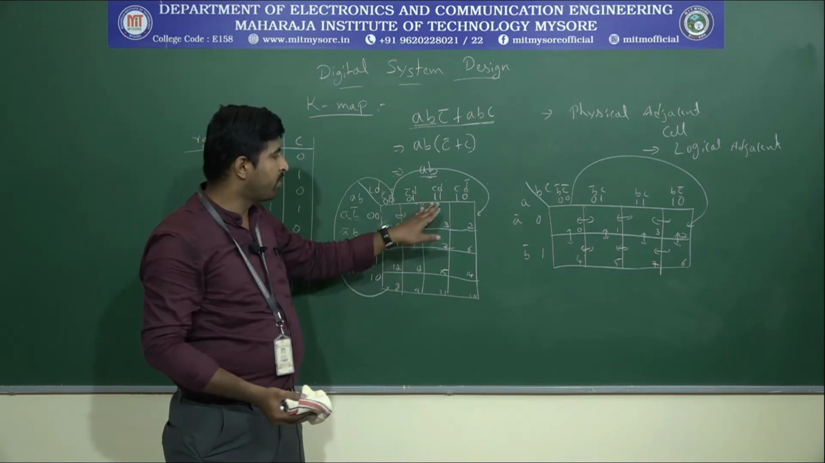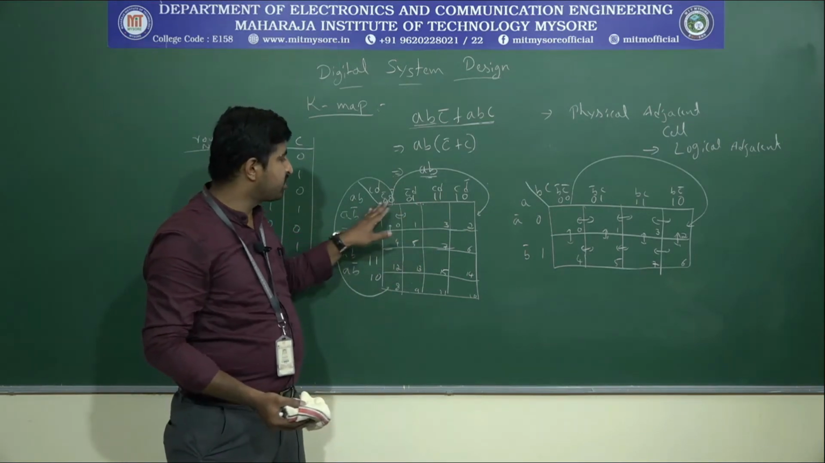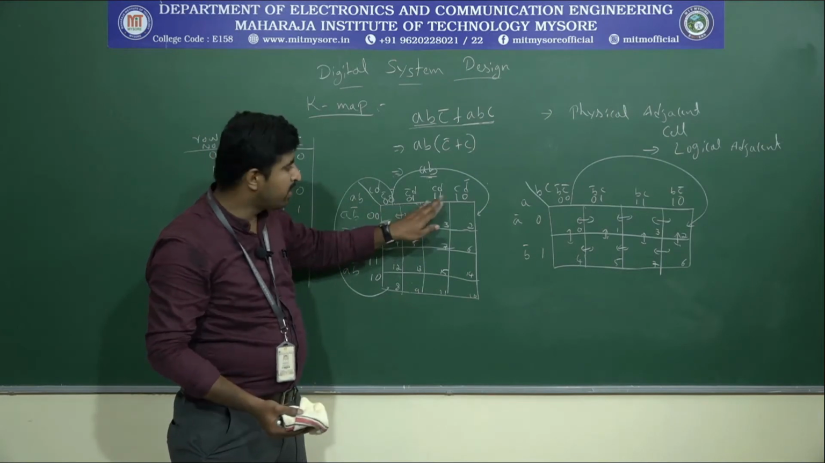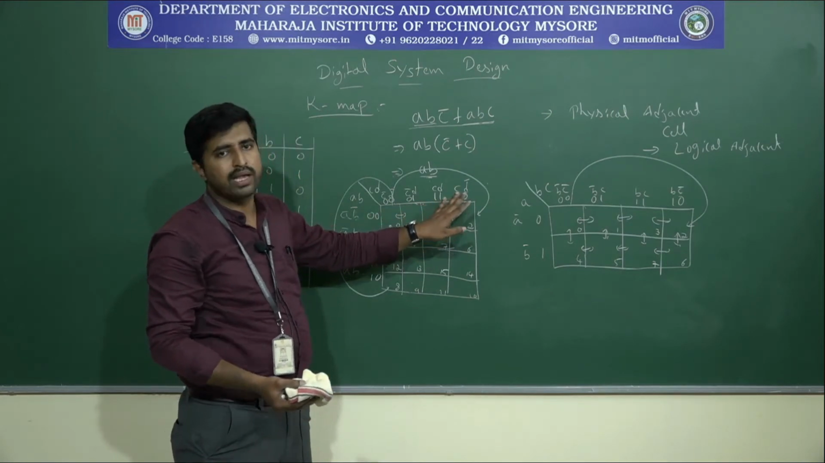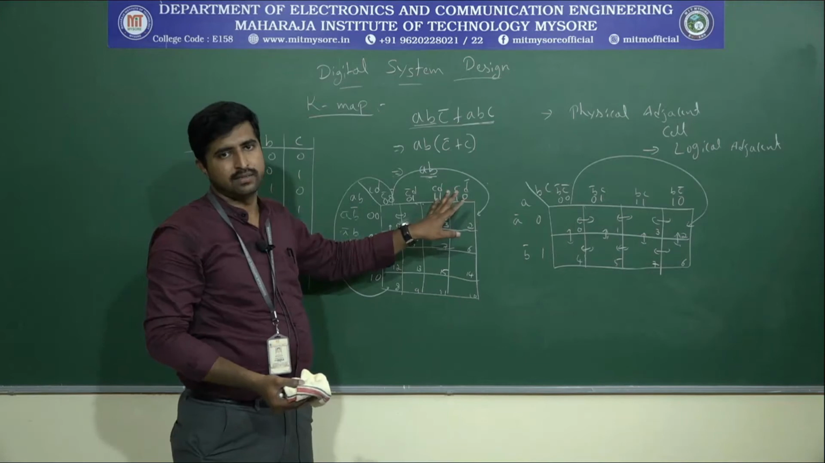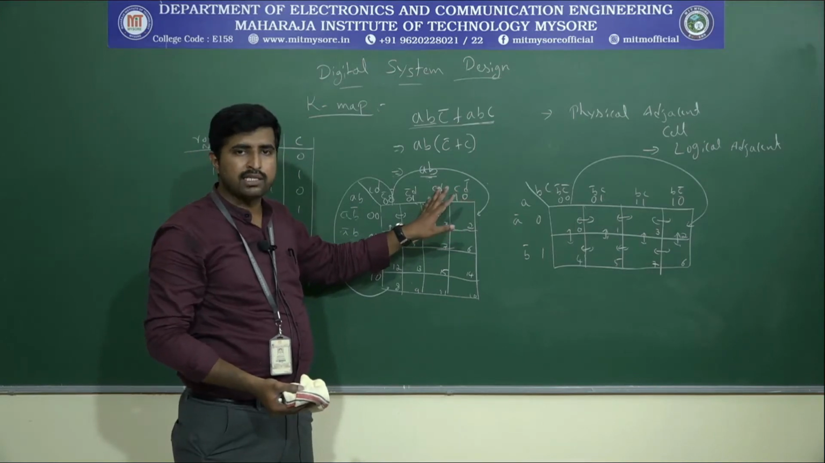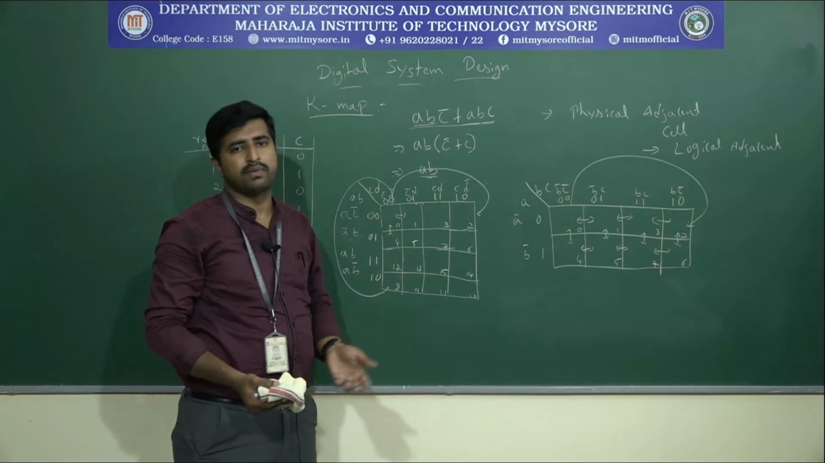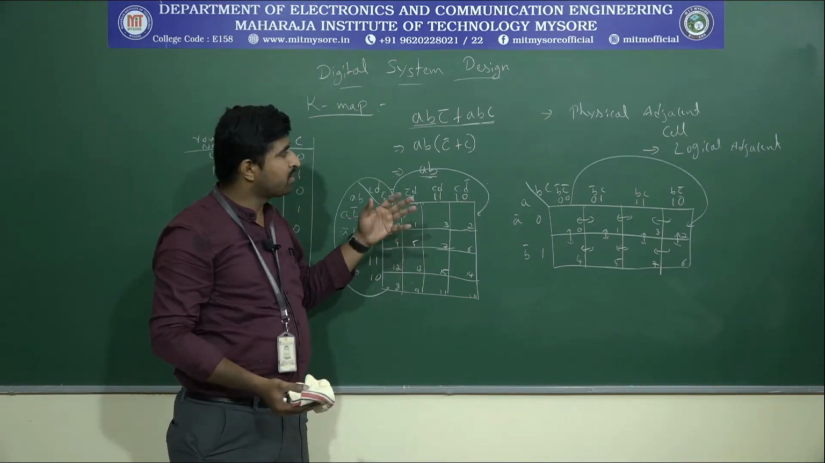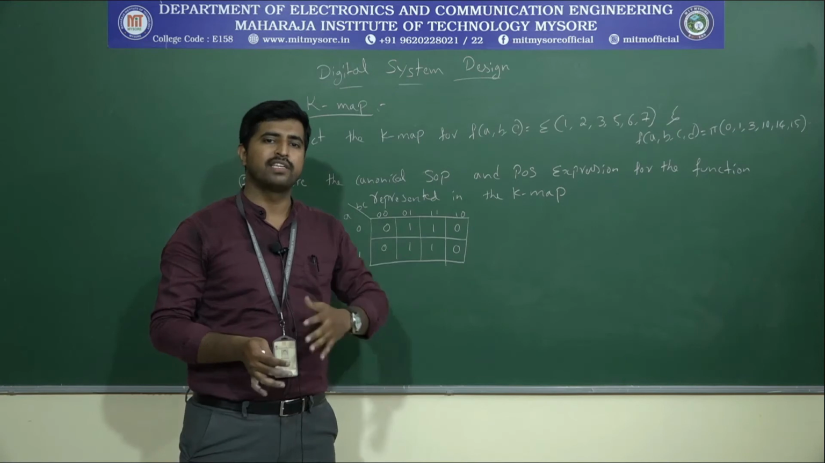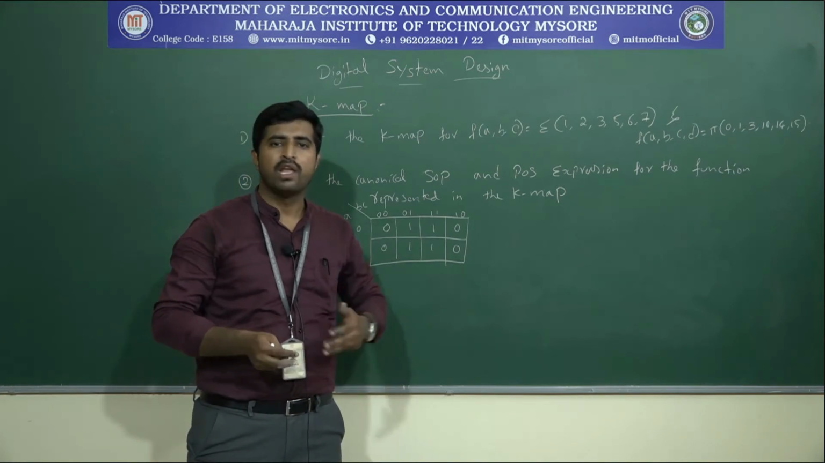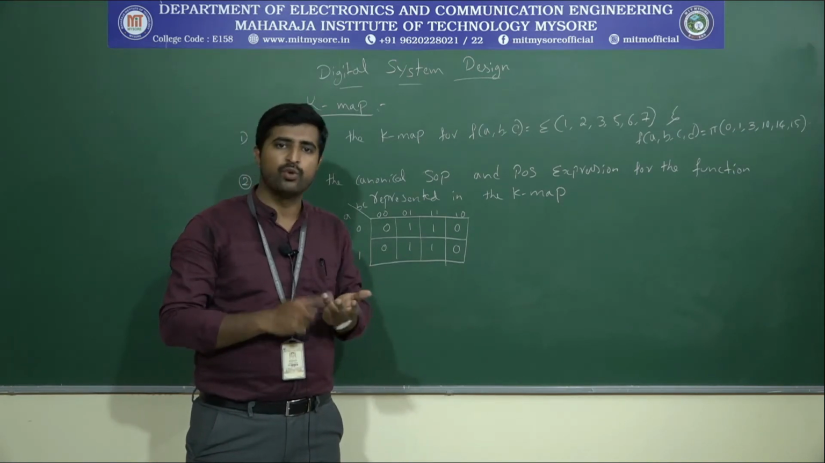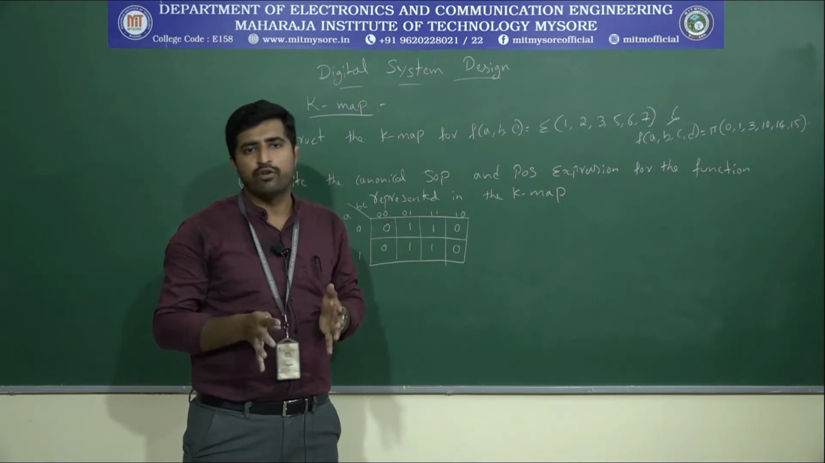So I hope now you understood why we have written 0 0, 0 1, 1 1, 1 0, just to make them logically adjacent. Why do we need to make them logically adjacent? Because when we go for grouping, it is for the simplification purpose. So this is with respect to the K map. Till now we have understood what the K map is, and how to write the K map for 2 variables, 3 variables and 4 variables.